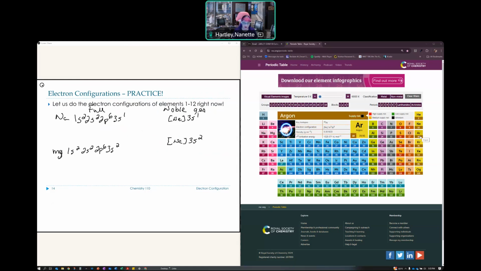As you write them, this should become more familiar to you. I understand that it may sound like Greek right now. I get it. It takes a lot of practice. I totally understand that. But don't forget that if you go to this rsc.org periodic table, it will give you those answers so that you can check your work. Okay? All right. Now, let's continue.